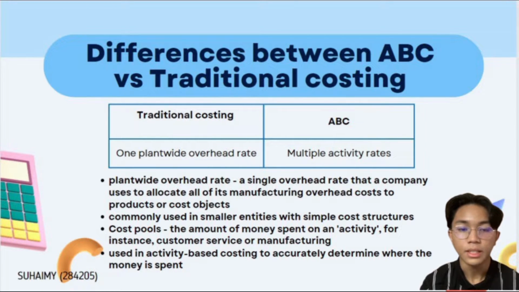For example, it's basically just calculated using machine hours or labor hours, and later we just take the overhead cost and divide it by the number of machine hours or labor hours. The calculated amount will give us a value of one plant-wide overhead rate that then will be applied on the basis of either labor hours or machine hours throughout the year.